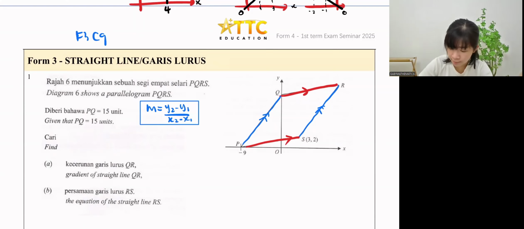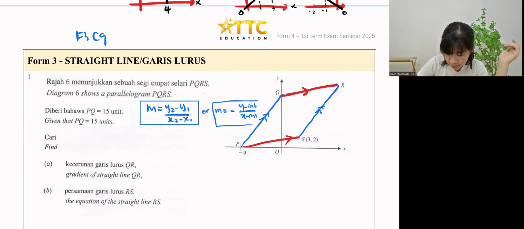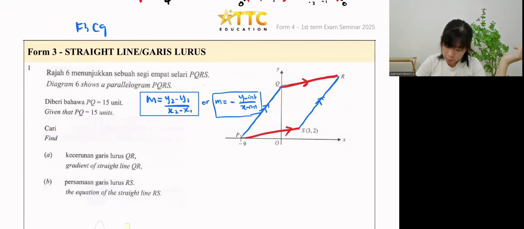Remember this? There is another formula. Can anybody tell me another way to find gradient? If I don't have 2 coordinates, if I don't want to use 2 coordinates, I want to use another way to find it. Negative y-intercept over x-intercept. Yes, if you have both intercepts, that also works.